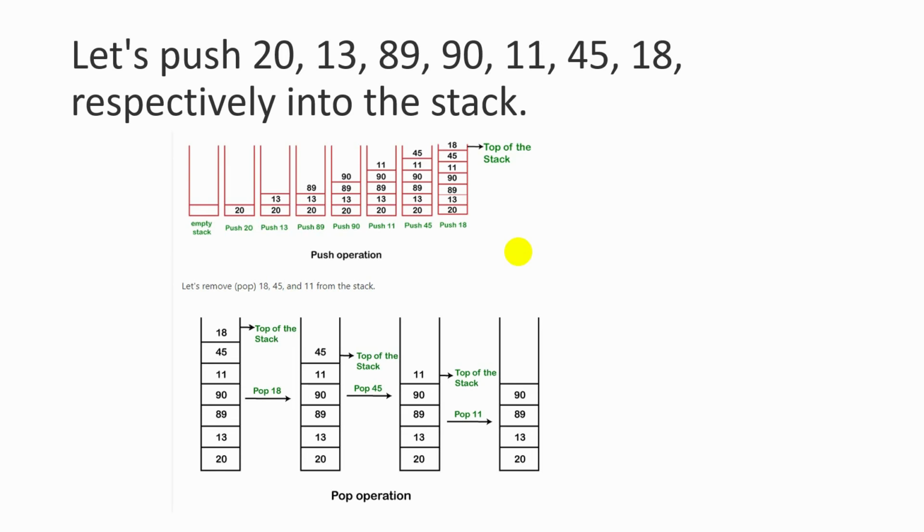Here in this figure, we can see that the top of the stack has 18, and after popping 18 we get 45 and the last values respectively, and after popping 45 we get 11, and after popping 11 we get 90, 89, 13 and 20 respectively as the last values.